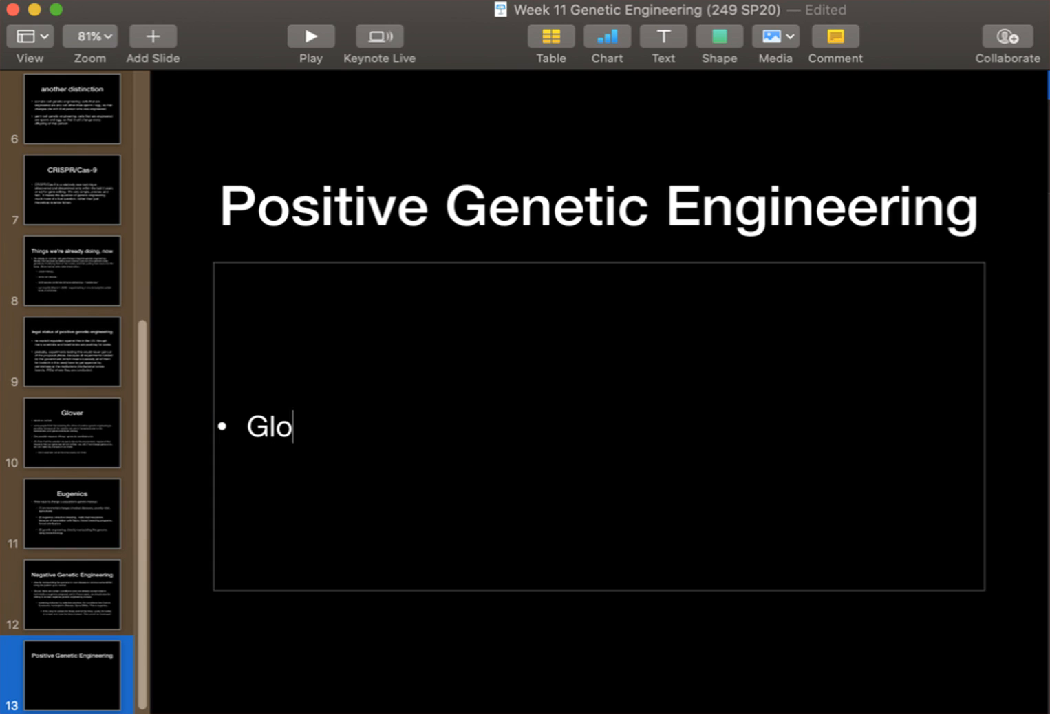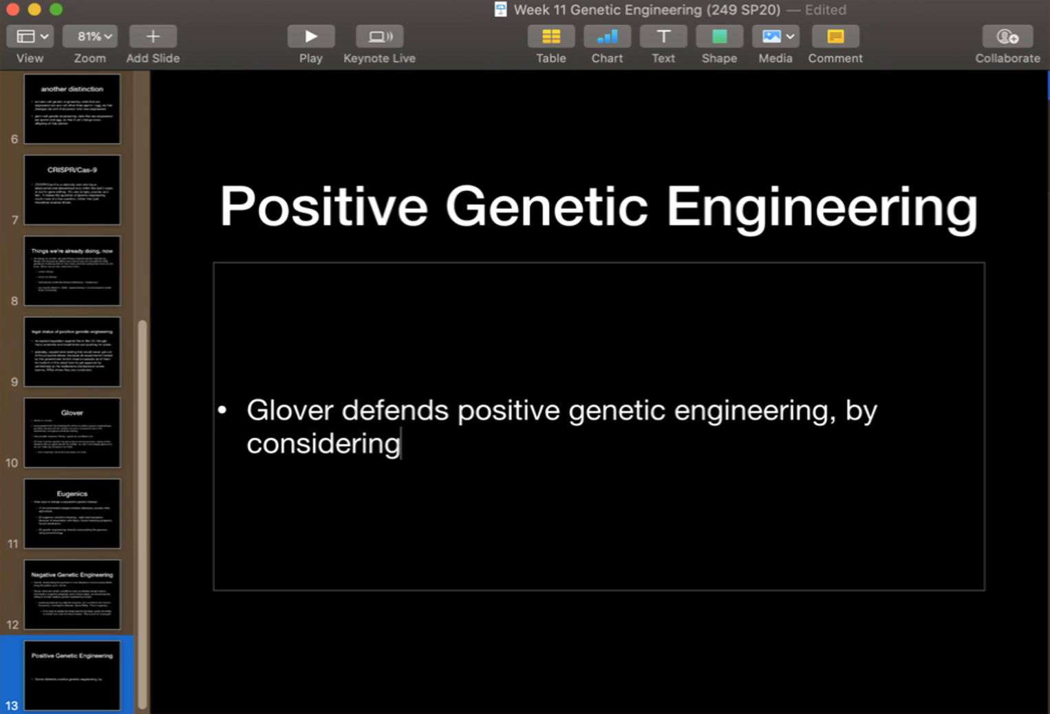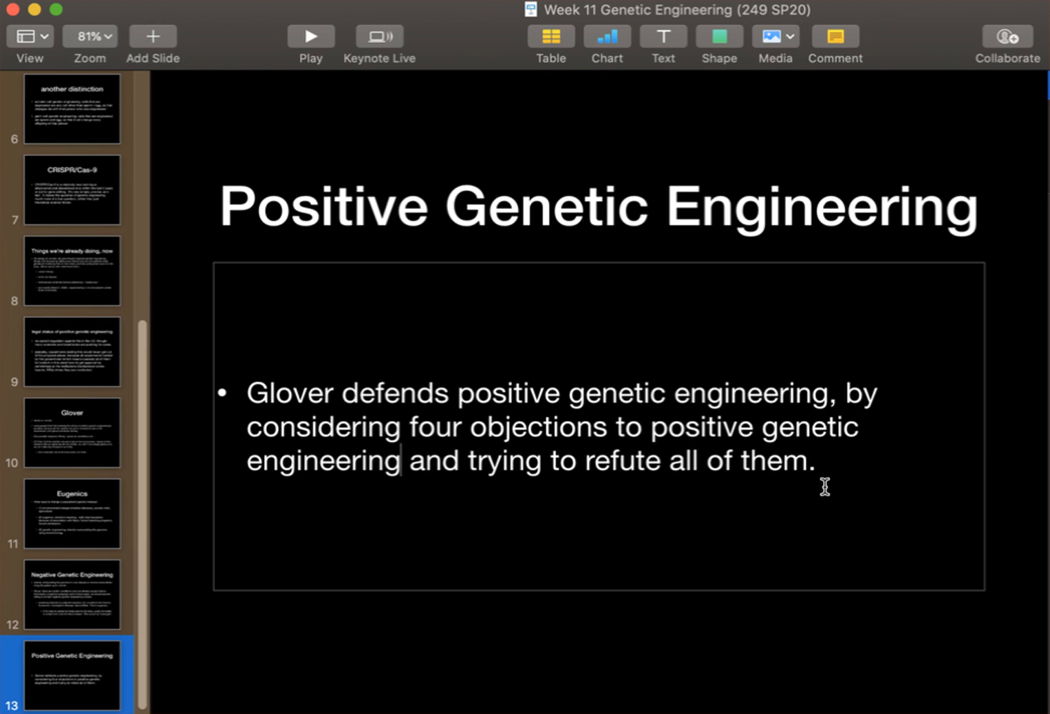So Glover defends positive genetic engineering. He thinks we should be allowed to change our genomes to make ourselves smarter, faster, stronger, et cetera, than normal. He thinks that should be allowed, and he wants to defend that view. He defends it by considering four objections to positive genetic engineering and trying to refute all of them.